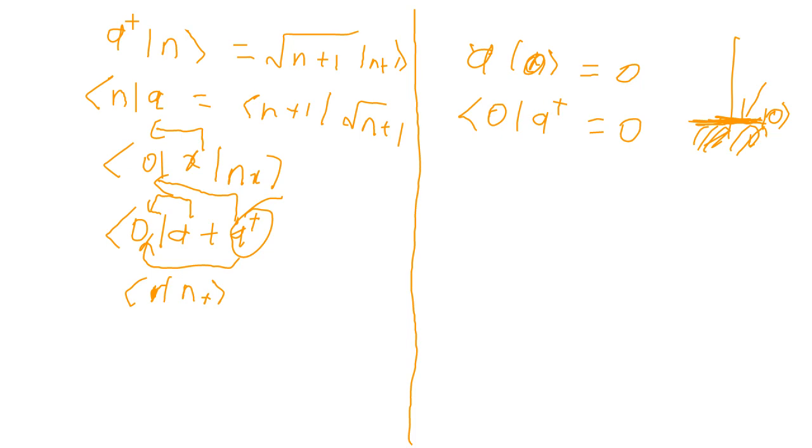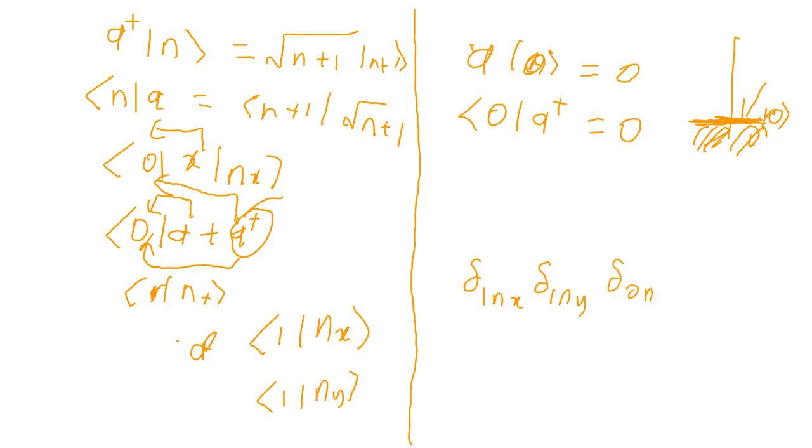So the only one that would be left would be what I wrote there, just the state 1 with an x. Similarly, if you do it for y, you get 1 with a y. And these are just delta functions. So you get delta 1 and x, delta 1 and y, and the other one is 0, 0. So these are the delta functions that you get.